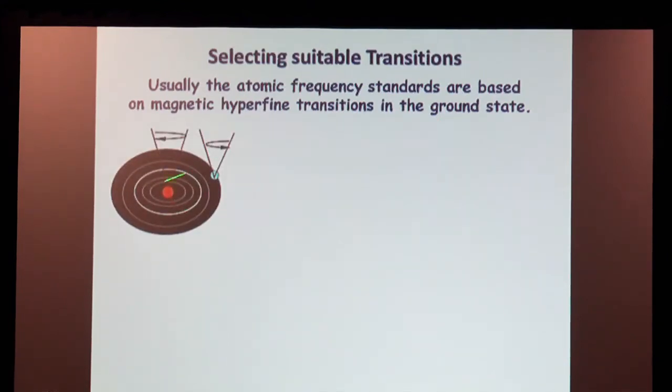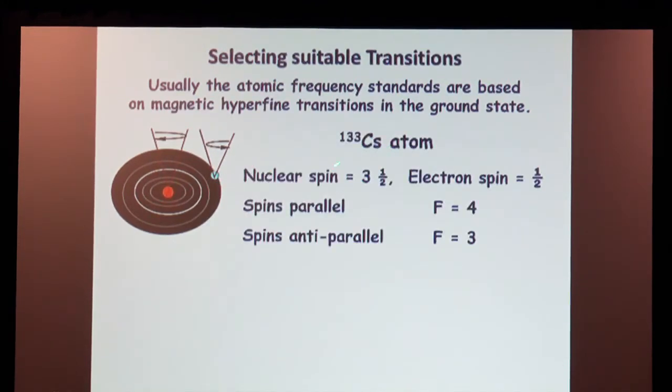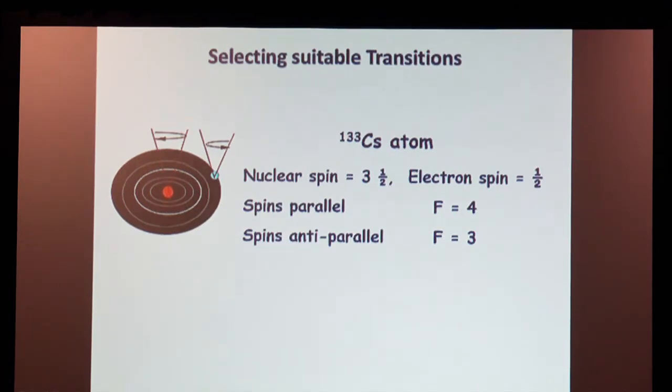And just again a high school description: you have in an atom a nucleus with a spin and an electron with a spin. The nucleus spin in cesium is 3.5, the electron spin is half, and these two can be parallel or anti-parallel. In case they're parallel, you get the quantum number F equal to 4, and when they're anti-parallel, F equal to 3, and these two states have a slightly different energy. So that's the hyperfine transition that we are talking about.